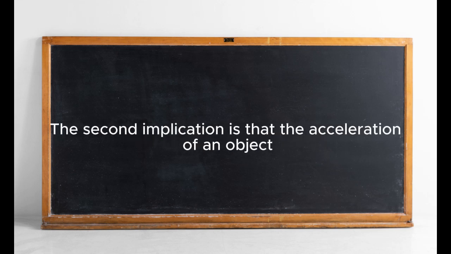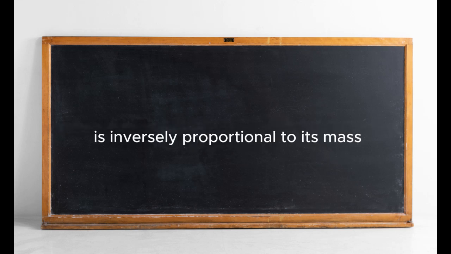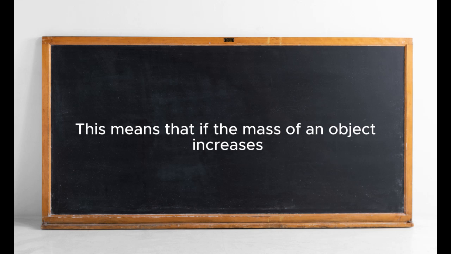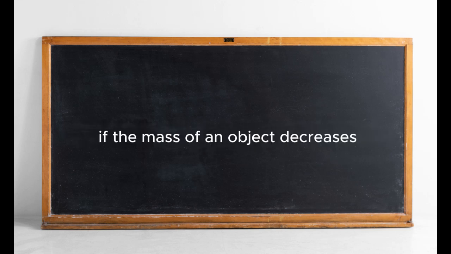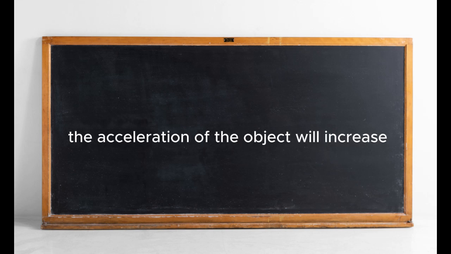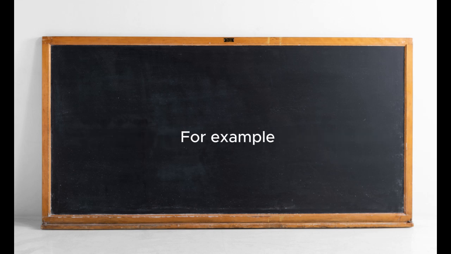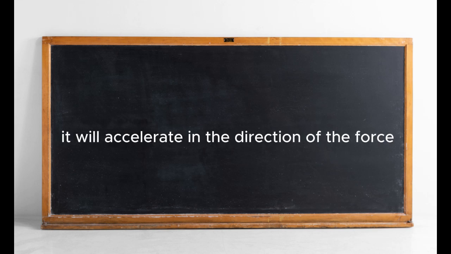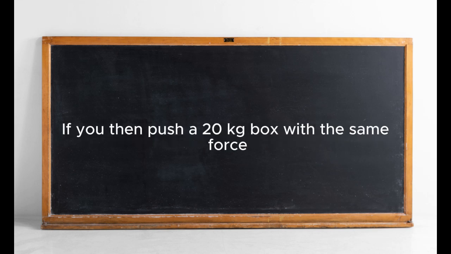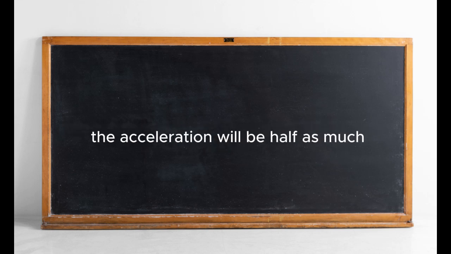The second implication is that the acceleration of an object is inversely proportional to its mass. This means that if the mass of an object increases, the acceleration of the object will decrease. Conversely, if the mass of an object decreases, the acceleration of the object will increase. For example, if you push a 10 kilogram box across the floor with a force of 10 newtons, it will accelerate in the direction of the force. If you then push a 20 kilogram box with the same force, the acceleration will be half as much.